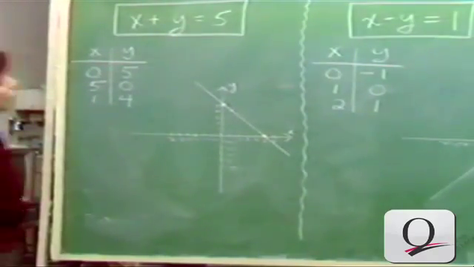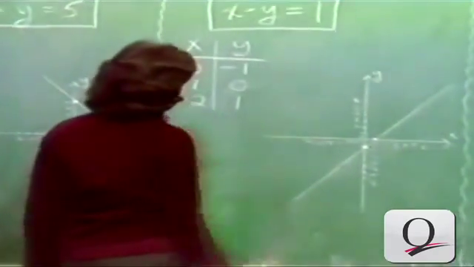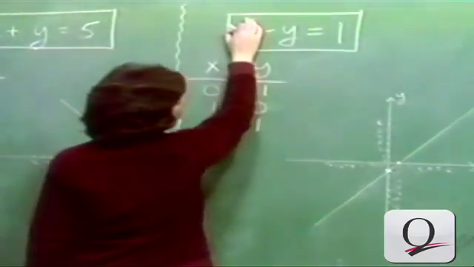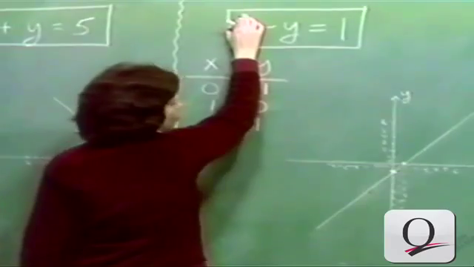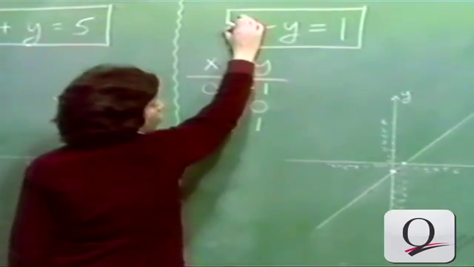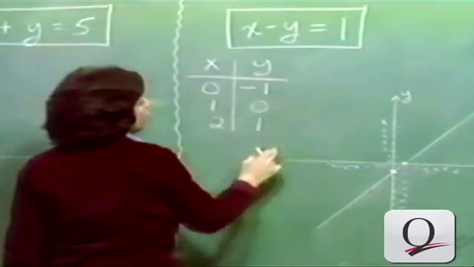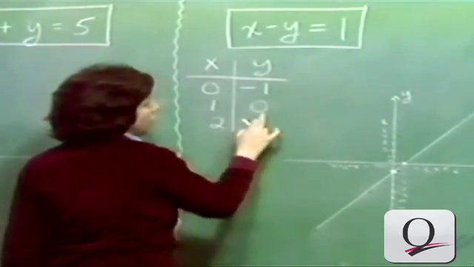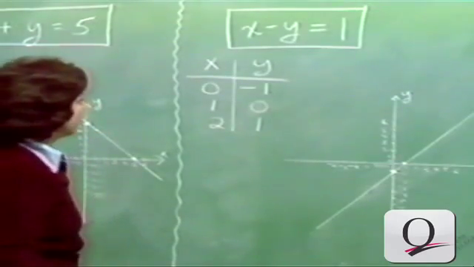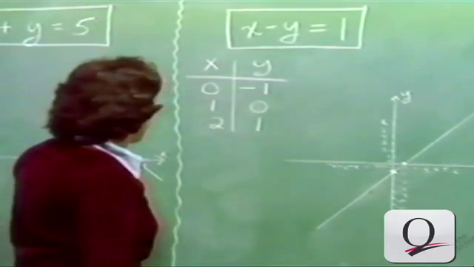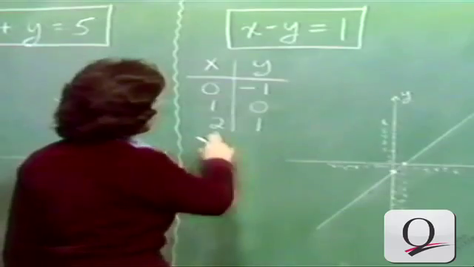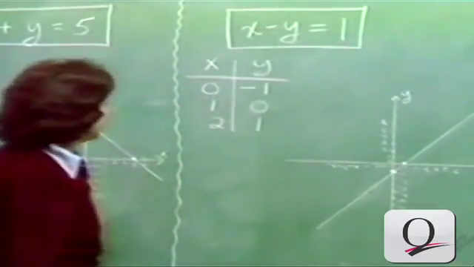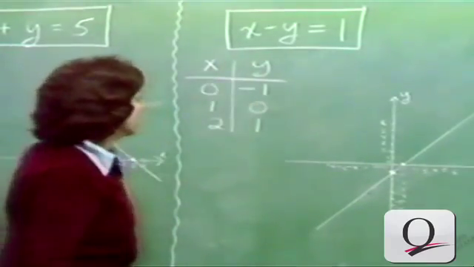Now let's look at the second equation, x minus y equals 1. Setting x equal to 0, we get minus y equals 1. Dividing both sides by minus 1, y equals minus 1. If we let y equal 0, x equals 1. And just picking another pair of x and y values, if x equals 2, y equals 1, since 2 minus 1 equals 1. And that's another pair of numbers that satisfy the equation.